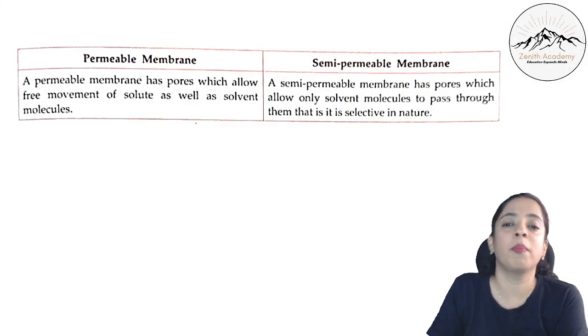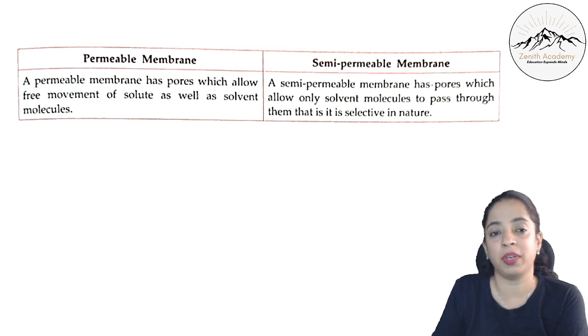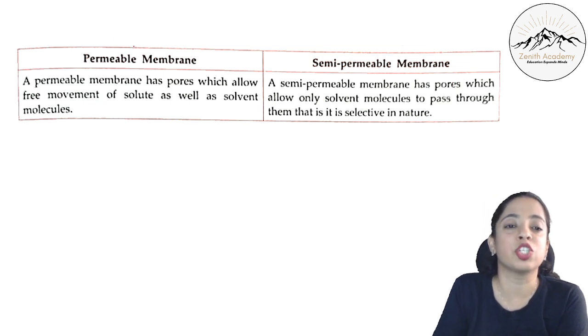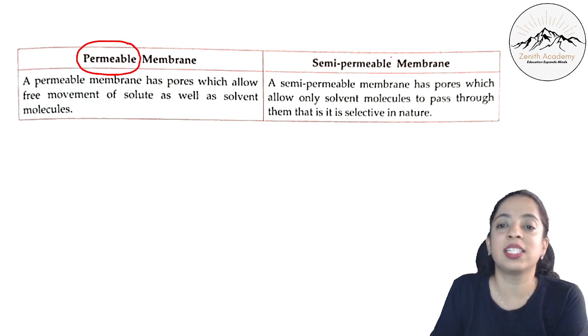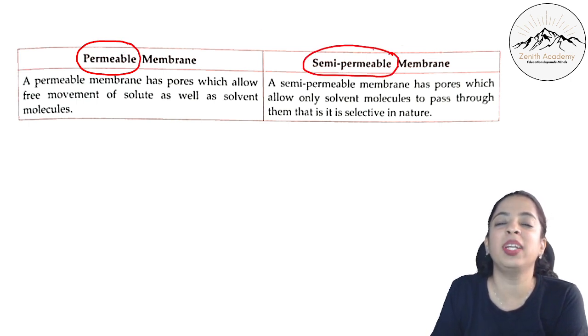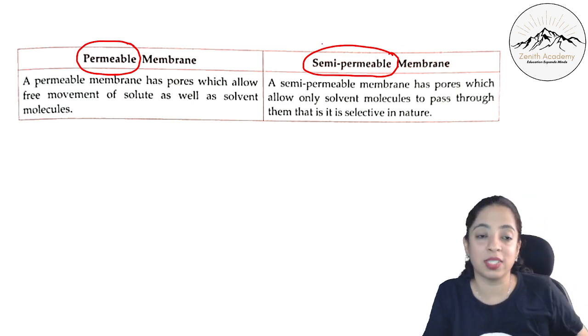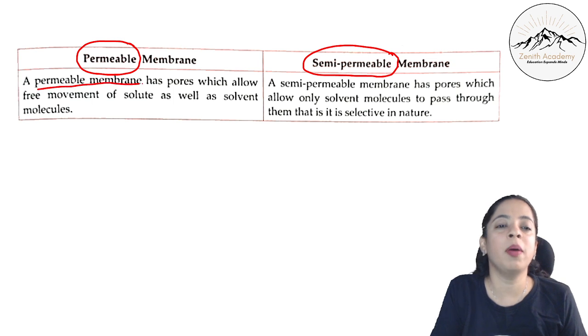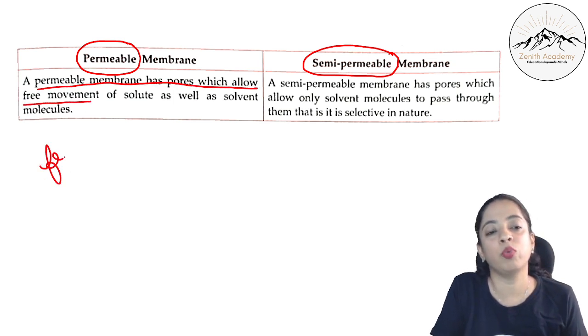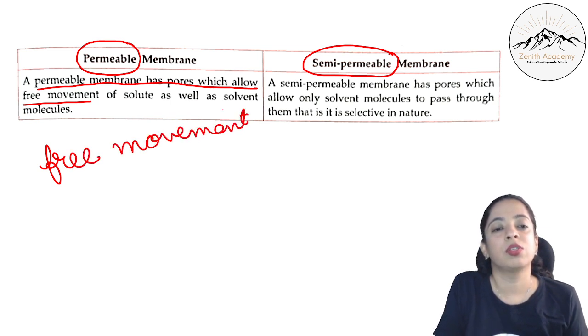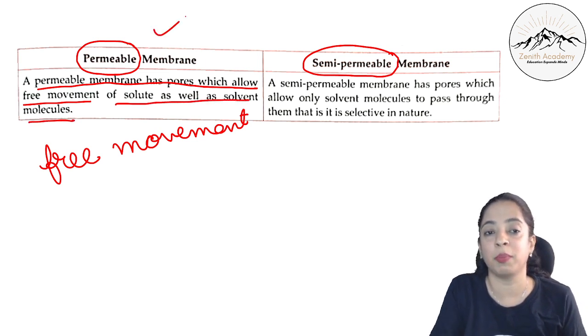Next, permeable membrane and semi-permeable membrane. We all know, as the name suggests, what is permeable? It permits everything, and semi-permeable is permitting some things, semi, it is allowing something and not allowing something. So a permeable membrane has pores which allow free movement. You have to use these terms, free movement of solutes, so free movement of solute as well as solvent molecules in permeable.